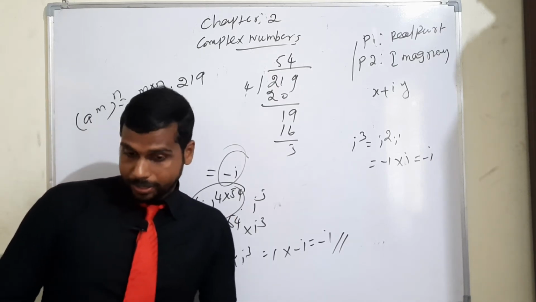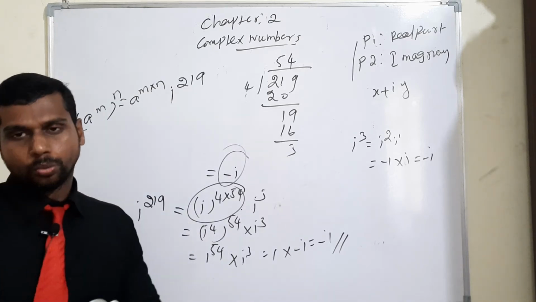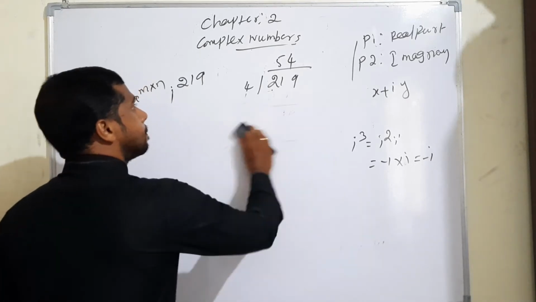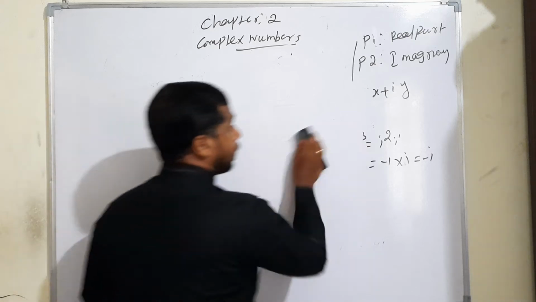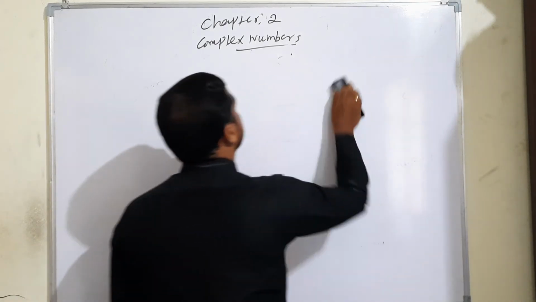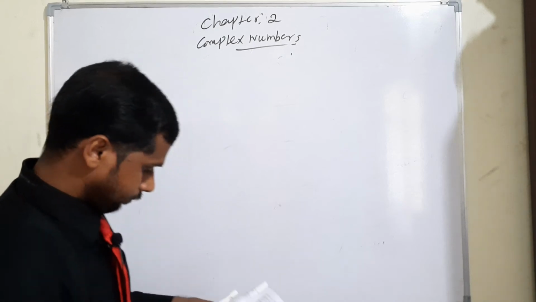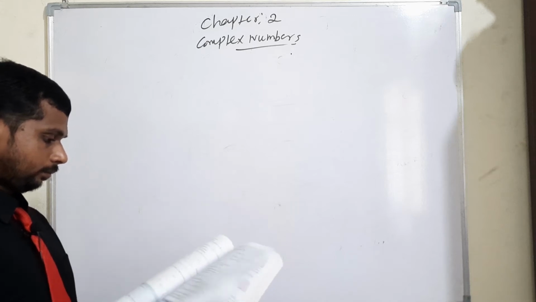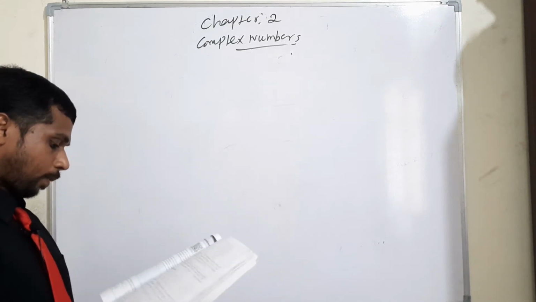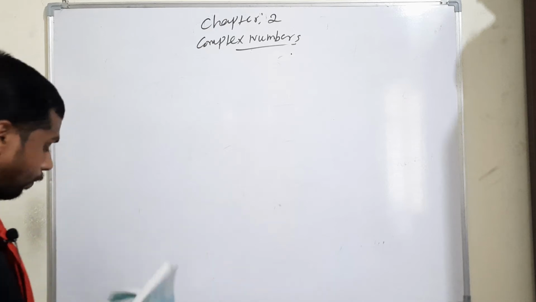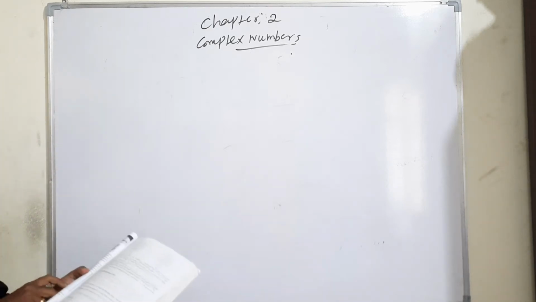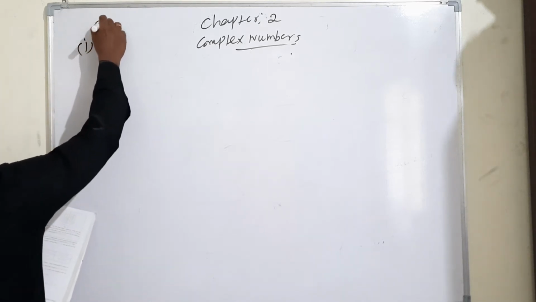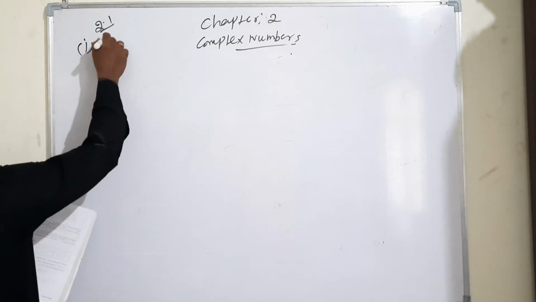Okay, so listen, my dear, I am moving to example 2.1. What is the question? Example 2.1, 5 subdivisions are there. Okay, one by one we will move. Subdivision 1: i to the power 7.